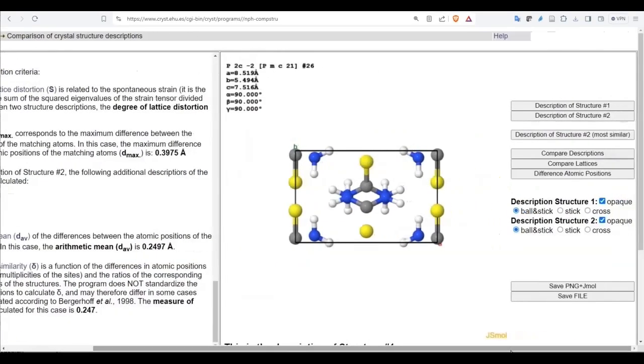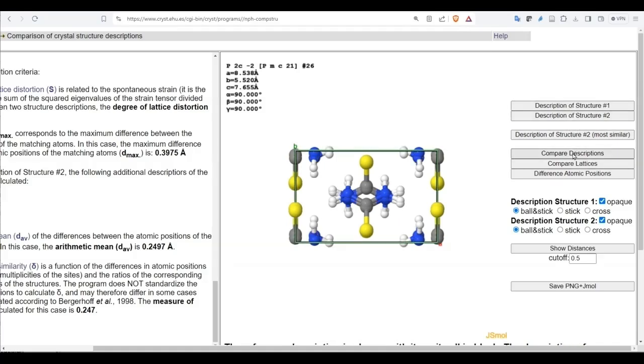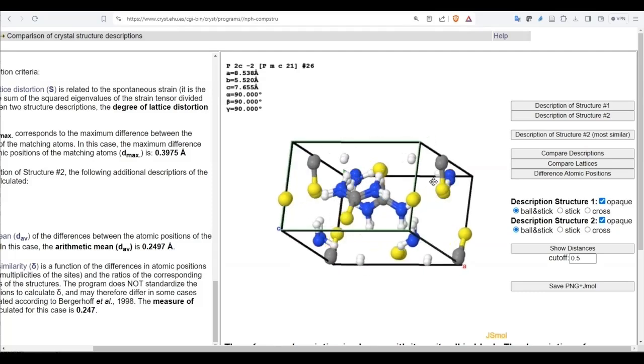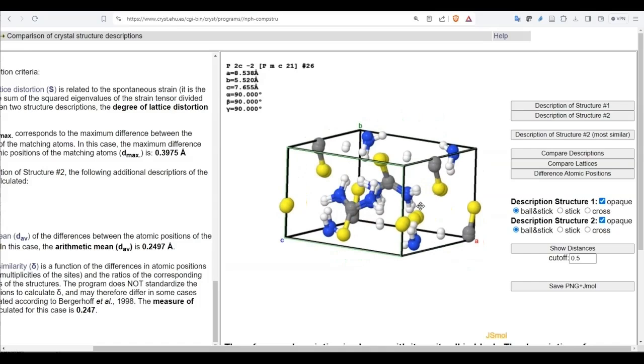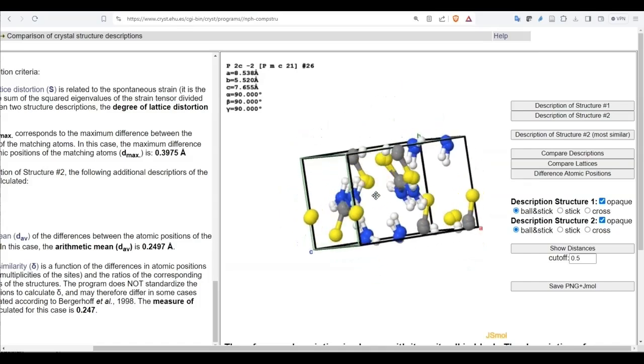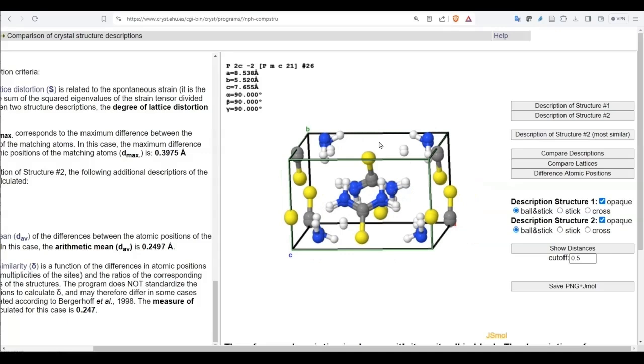And you can also go into the right part where there is a Jmol representation of structure number 1, structure number 2, and structure number 2 in the most similar configuration to structure number 1, and you can compare the descriptions, the two of them. Here you see the overlap of the two models, where you can clearly see that they are very similar but not identical, because there is a phase transition which changes the position of the atoms.